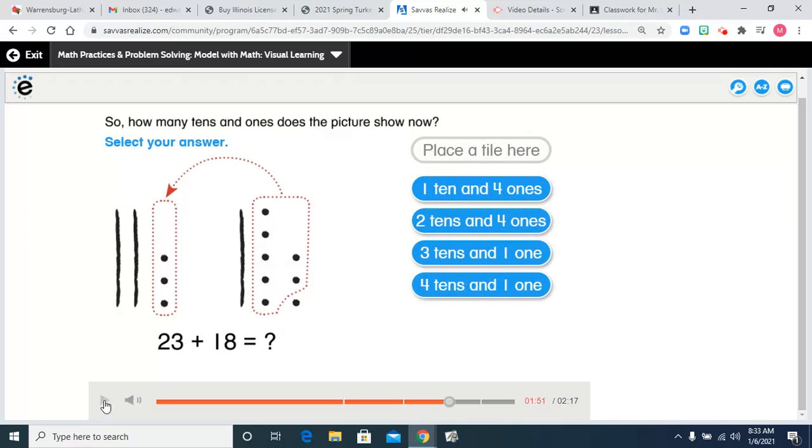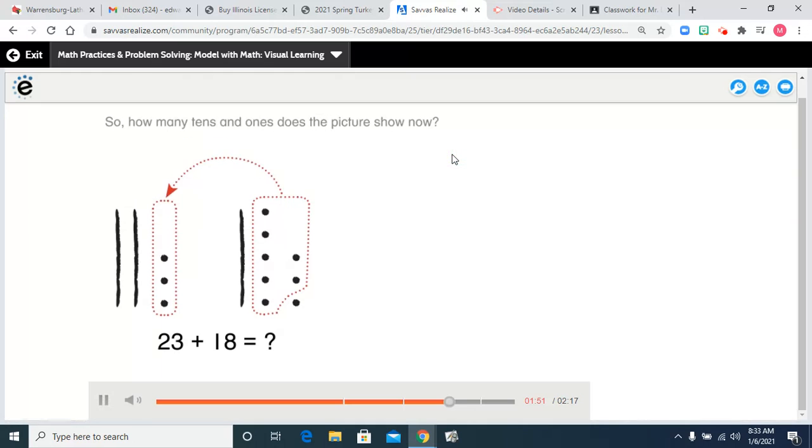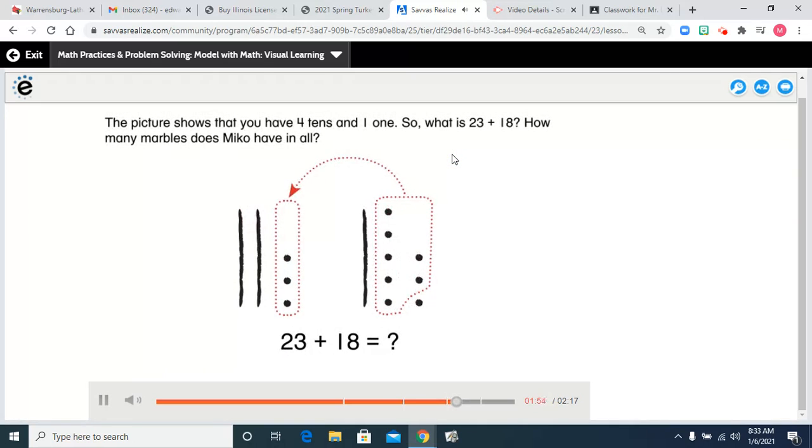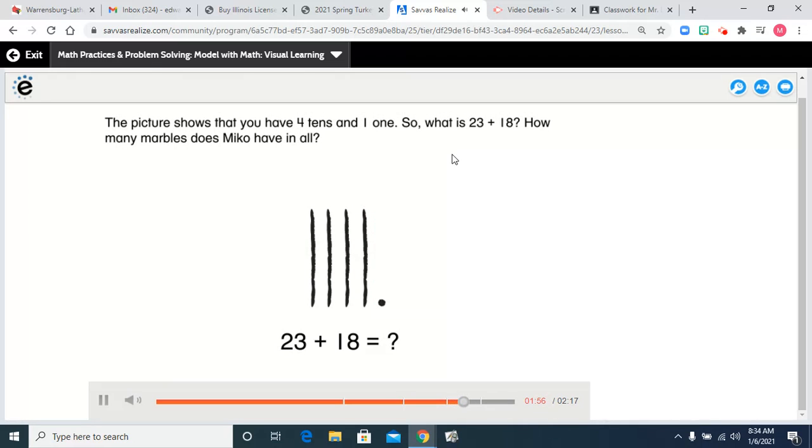Select your answer. Okay, if we count these up, we see that they made one extra 10. So let's count these 10s, and then we'll count this 10, and then I think there's one extra. Okay, so let's count how many 10s there are. There are 1, 2, 3, 4 10s, and 1 1. So that would be the last one. 4 10s and 1 1. The picture shows that you have 4 10s and 1 1.